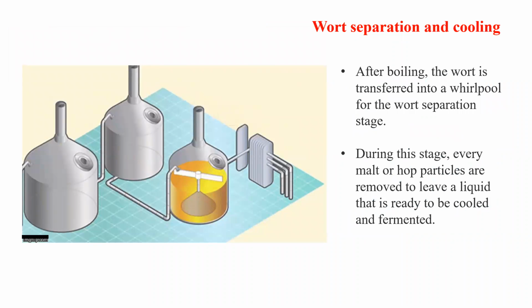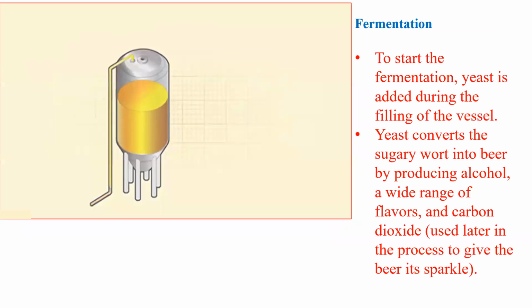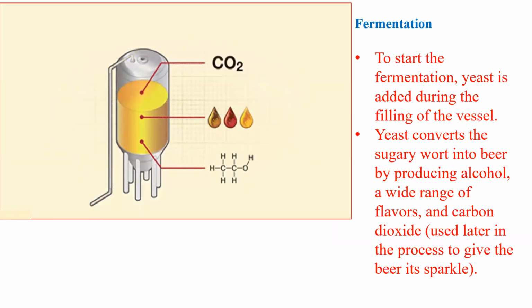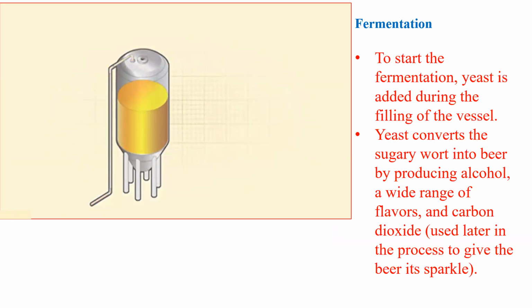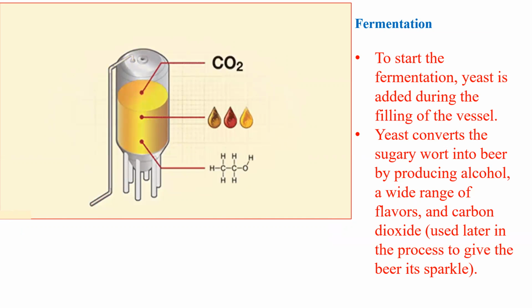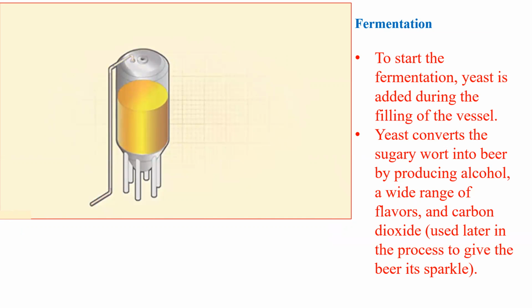After boiling, the wort is transferred into the whirlpool for the wort separation stage. During this stage, any malt or hop particles are removed to leave a liquid that is ready to be cooled and fermented. Now it is time for fermentation. To start the fermentation, yeast is added during the filling of the vessel. Yeast converts the sugary wort into beer by producing alcohol, a wide range of flavors and carbon dioxide, which later in the process is used to give the beer its typical sparkle.